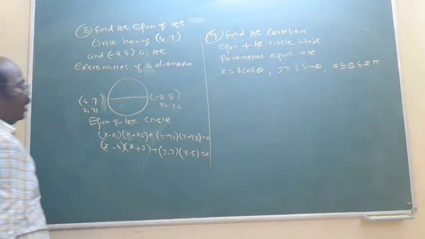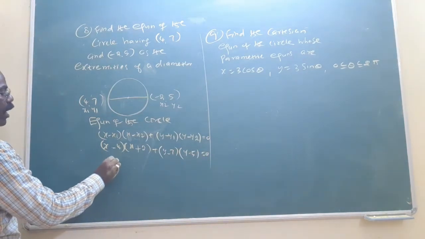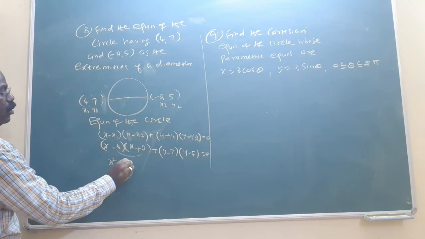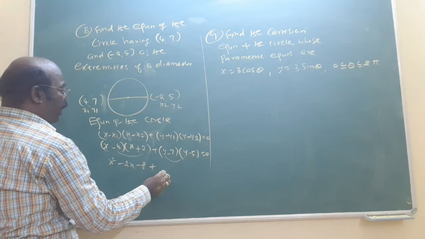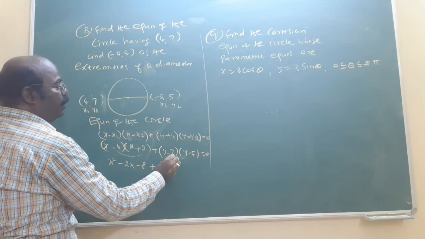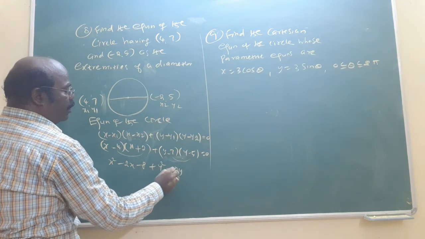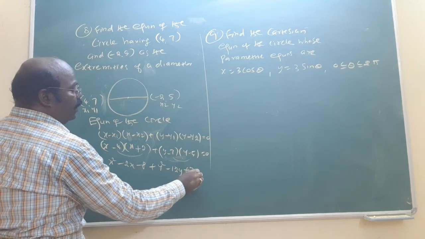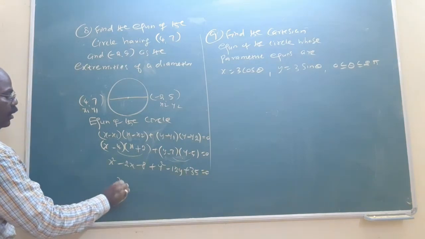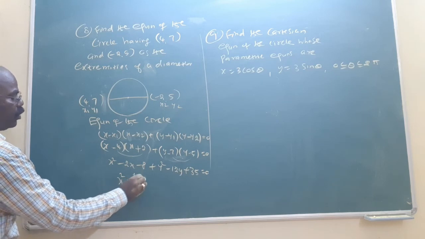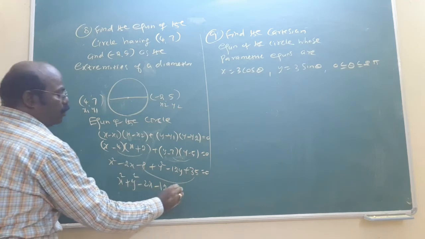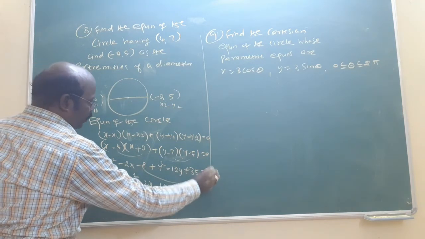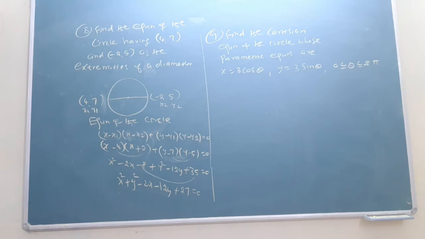Am I correct? Now multiply x into x, x square. Now adding both numbers, minus 2x. Then multiply both, minus 8. Again y into y, y square. Next adding both, minus 12y. Multiply both, plus 35. Now write in order: x square term plus y square term, x term, y term, then number term plus 27 equal to 0. This is the answer. That's all. Very simple concept. 2 more questions.